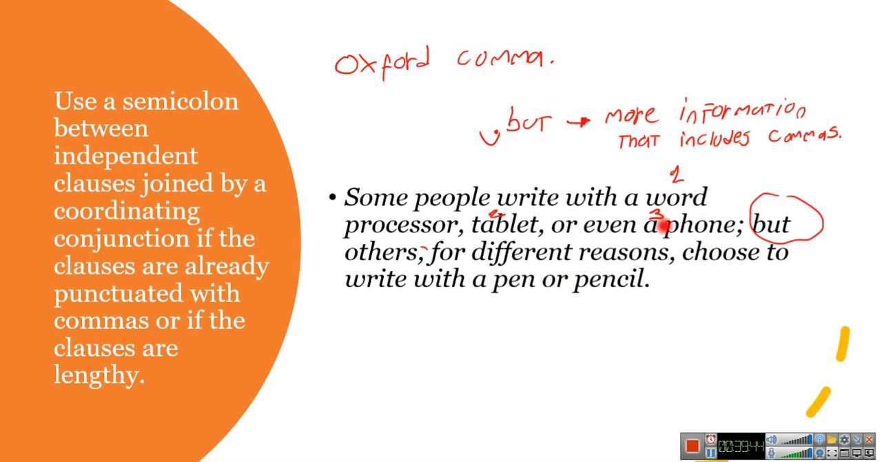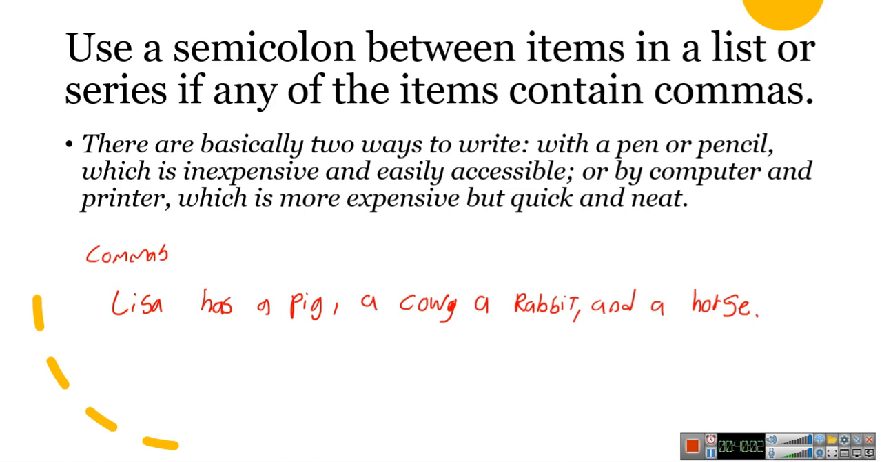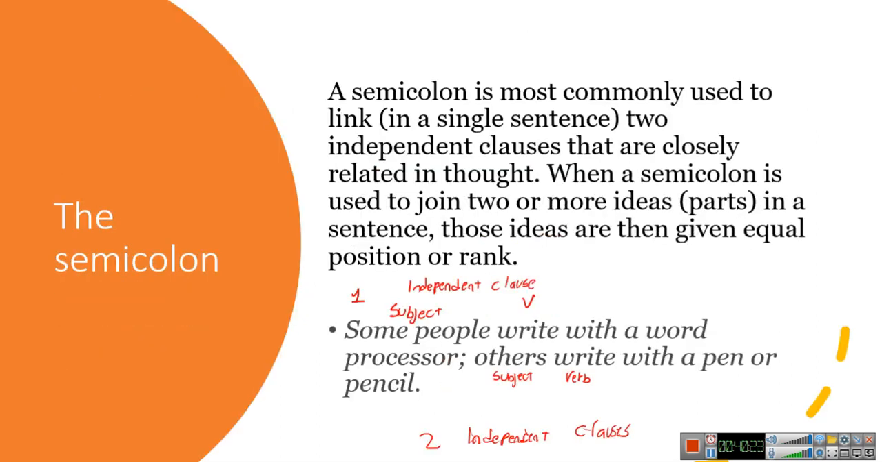But others for different reasons. Notice how we also have a transitional phrase: for different reasons, choose to write with a pen or pencil. Alright? Now this one is not as mandatory as the previous example that we were doing. So what I want you to remember the most about the semicolon is, well, when we have Lisa has a pig, a cow, a rabbit versus Lisa has a pig that flies, a cow that is blue, and a rabbit that is tall. So when you're given more information about those items, you have to use the semicolon. Now the first one is also when you have two independent clauses. In this one we were talking about, some people write with a word processor, others with a pen or pencil.